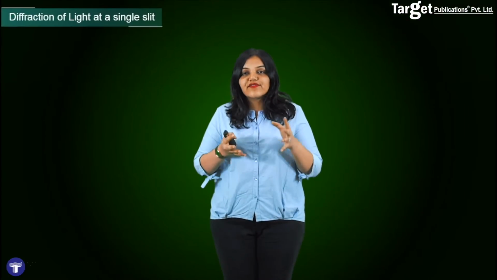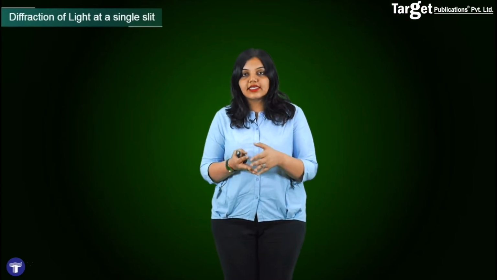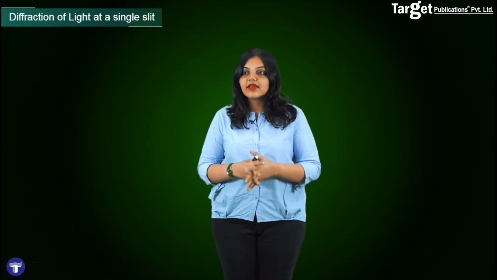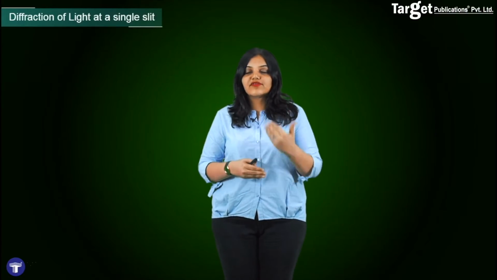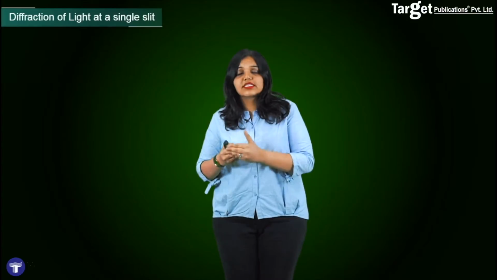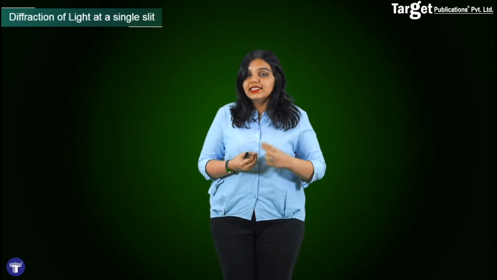So if light diffracts when it encounters a slit which is comparable to its wavelength, why did we not talk about the diffraction of light in the Young's double slit experiment? In the Young's double slit experiment, we had 2 slits, and here when we were learning the diffraction of light at a single slit, the only difference was that we had one narrow slit.